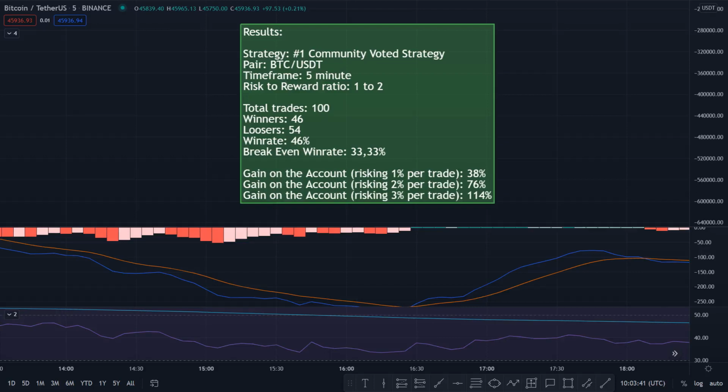Now these results might seem pretty great, but never forget that only after many more trades can you say that a strategy is profitable for the long term. Always do your research before investing in the markets, and this is not financial advice. Now let's take a look at the equity curve.